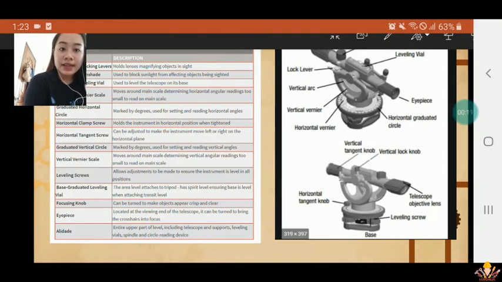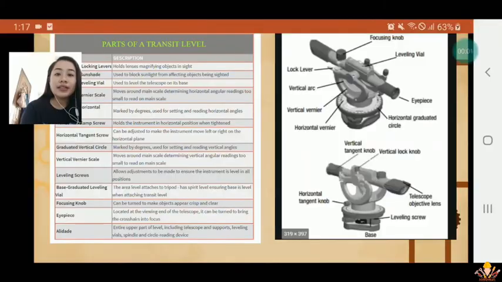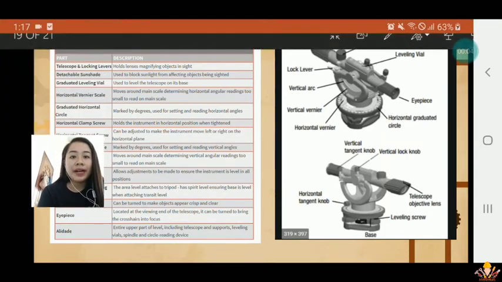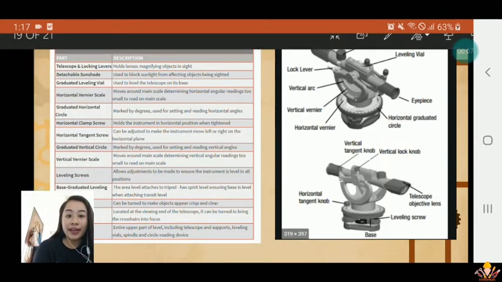We also have the alidade, the entire upper part of the level, including the telescope, and supports leveling vials, spindle, and circle reading devices. This transit is mostly used in identifying the elevation and the leveling of the land.